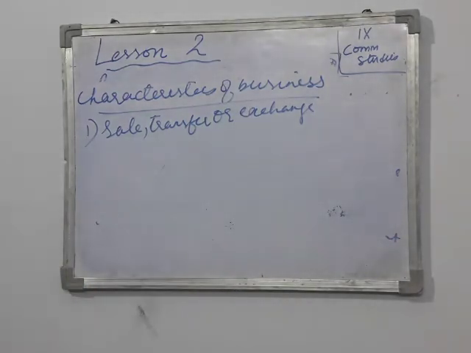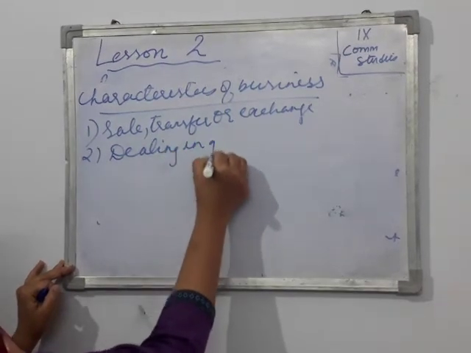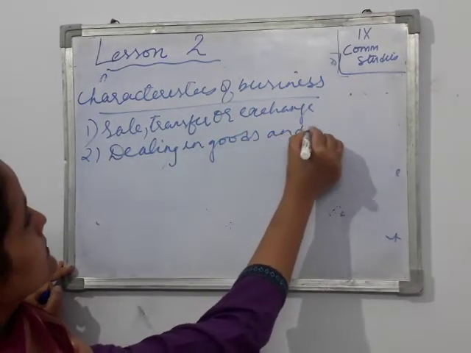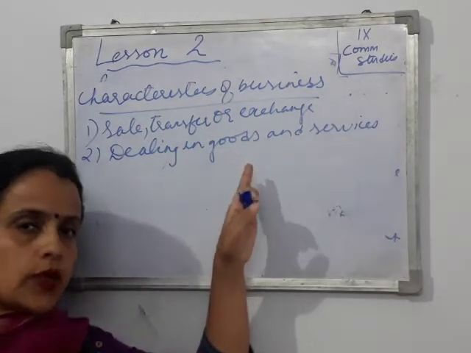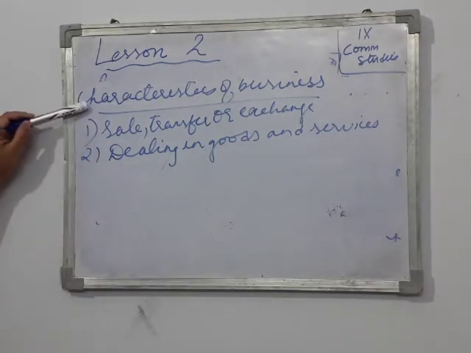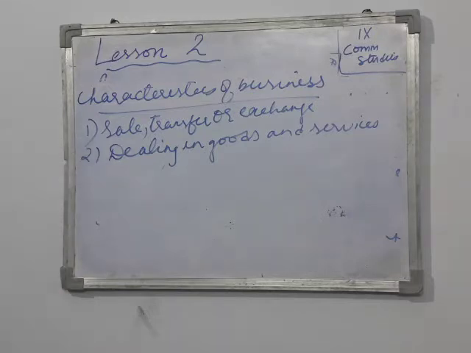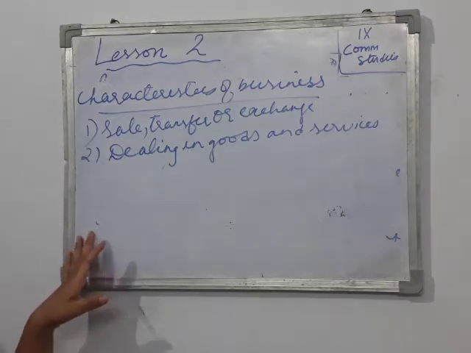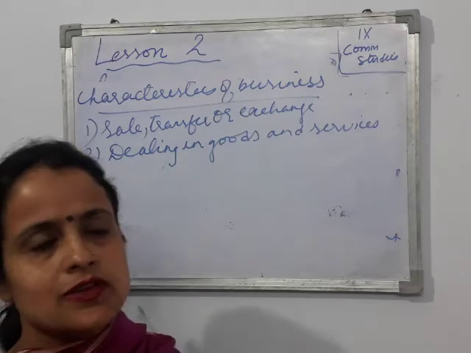Now the second feature is dealing in goods and services. Earlier also I told you the meaning of goods. Goods का मतलब होता है वस्तुएं and service का मतलब होता है सेवाएं. Always remember every business enterprise produces or buys goods and services for selling them to others. Goods may be consumer goods or producer goods, or services may be doctor service, lawyer service, dentist service, anything.